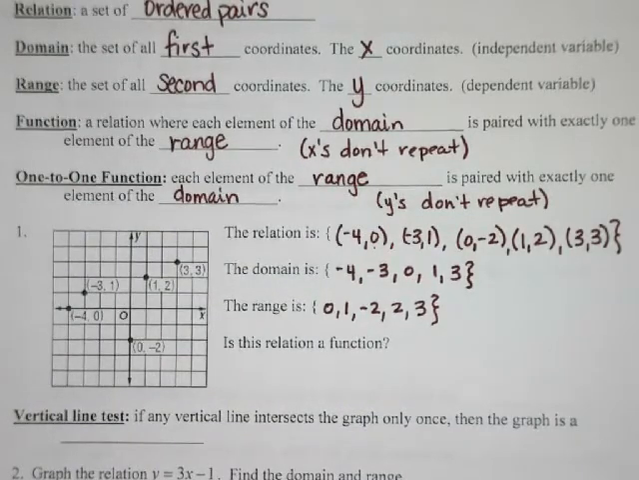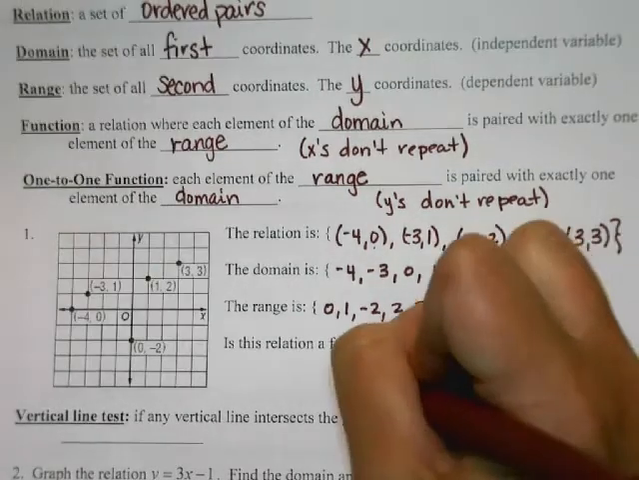And then it says, is this relation a function? Does each x go to a unique y? Do the x's repeat? They didn't, right? And each x went to a unique y, so we're going to say yes, it's a function.